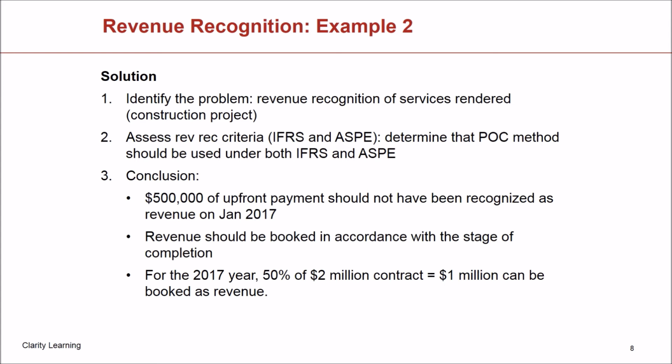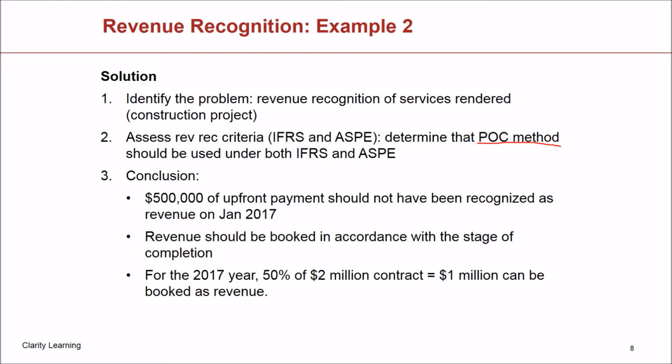Based on the case facts, based on the revenue recognition criteria, we can see that the percentage of completion method is appropriate under both IFRS and ASPE, and there's no single act that's significantly larger than the others. I mean, there is 50% of the revenues to be recognized in the first 6 months, but that's not a single act.